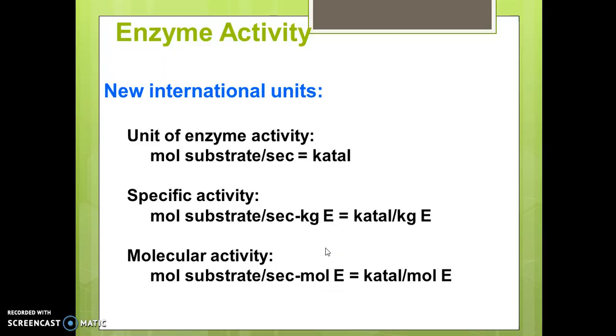New international units. Unit of enzyme activity: mole of substrate per second, equal to kat. Specific activity: mole of substrate per second per kg of enzyme, equal to kat per kg of enzyme. Molecular activity: mole of substrate per second per mole of enzyme, equal to kat per mole of enzyme.